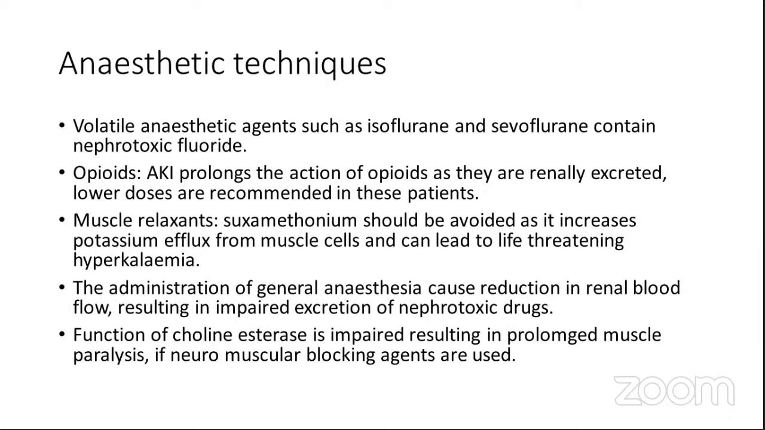The administration of general anesthesia causes reduction in renal blood flow, resulting in impaired excretion of nephrotoxic drugs. Function of cholinesterase is impaired, resulting in prolonged muscle paralysis if neuromuscular blocking agents are used.